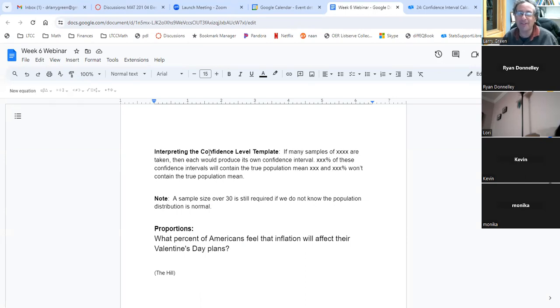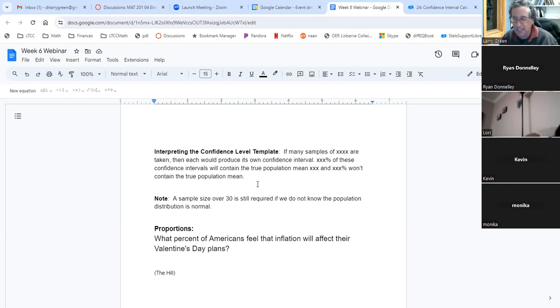And for the interpret the confidence level template, if many samples of however many sample size are taken, then each would produce its own confidence interval. Whatever percent of these confidence intervals will contain the true population mean of whatever you're talking about. And 1 minus that percent, or 100% minus that percent, won't contain the true population mean. So I have a template so that you can use that. And then you can get the problems right. And again, if you pay attention, you'll get at least high partial credit if you get that part right. And there's a good chance you'll get 100% if you get that part right.